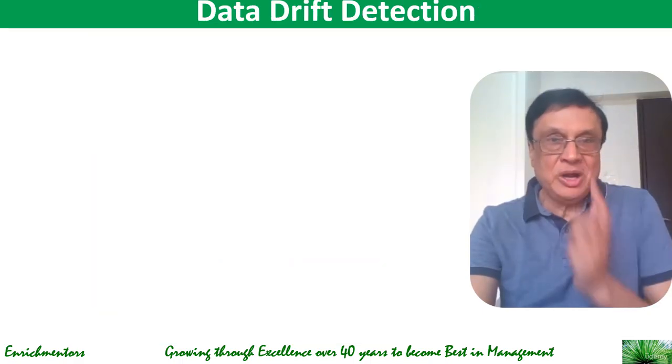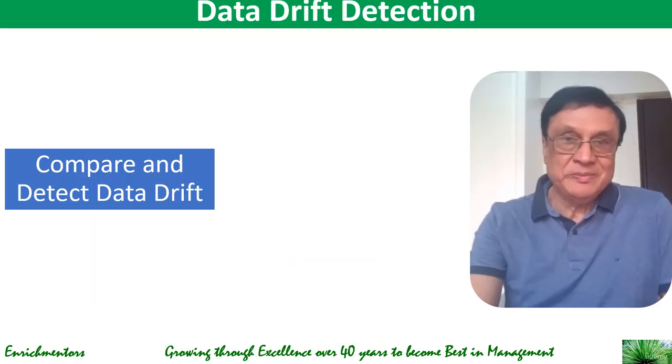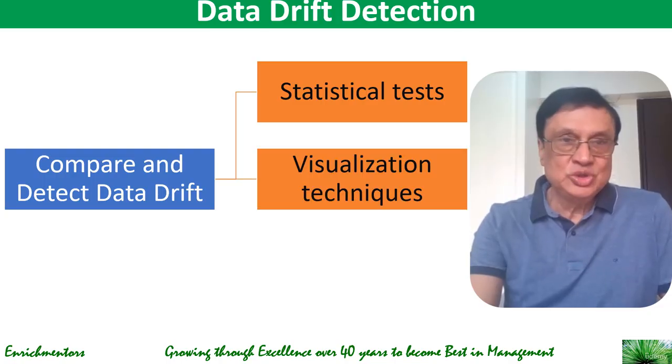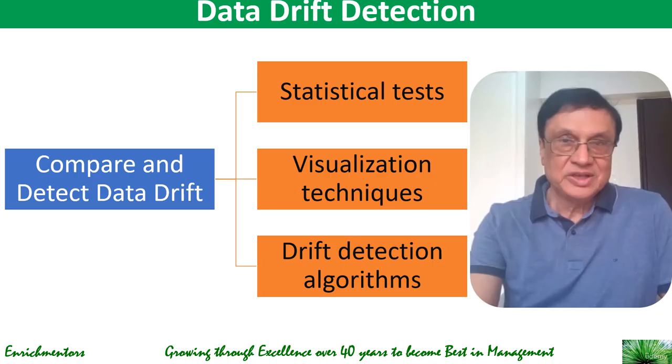Then you need to monitor for data drift. That's one of the things that can throw your model out of gear: data drift, or changes in the distribution of input data over a period of time. There you need to compare the incoming data to historical data and detect deviations that may impact the model performance. You can use statistical tests, visualization techniques, and drift detection algorithms to identify the data drift.